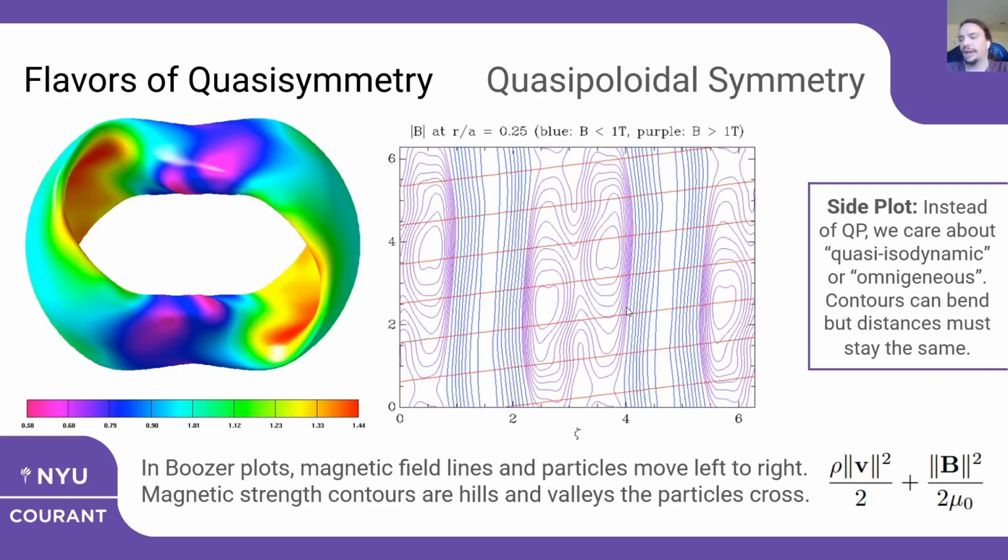Okay, little side plot, which we won't talk too much about here. Usually, instead of quasi-poloidal symmetry, we care about something called quasi-isodynamic stellarators, or omnigenous stellarators. These still have the contour lines that go from bottom to top, but they're allowed to bend, as long as they all bend together in unison. It turns out that that's not so bad.